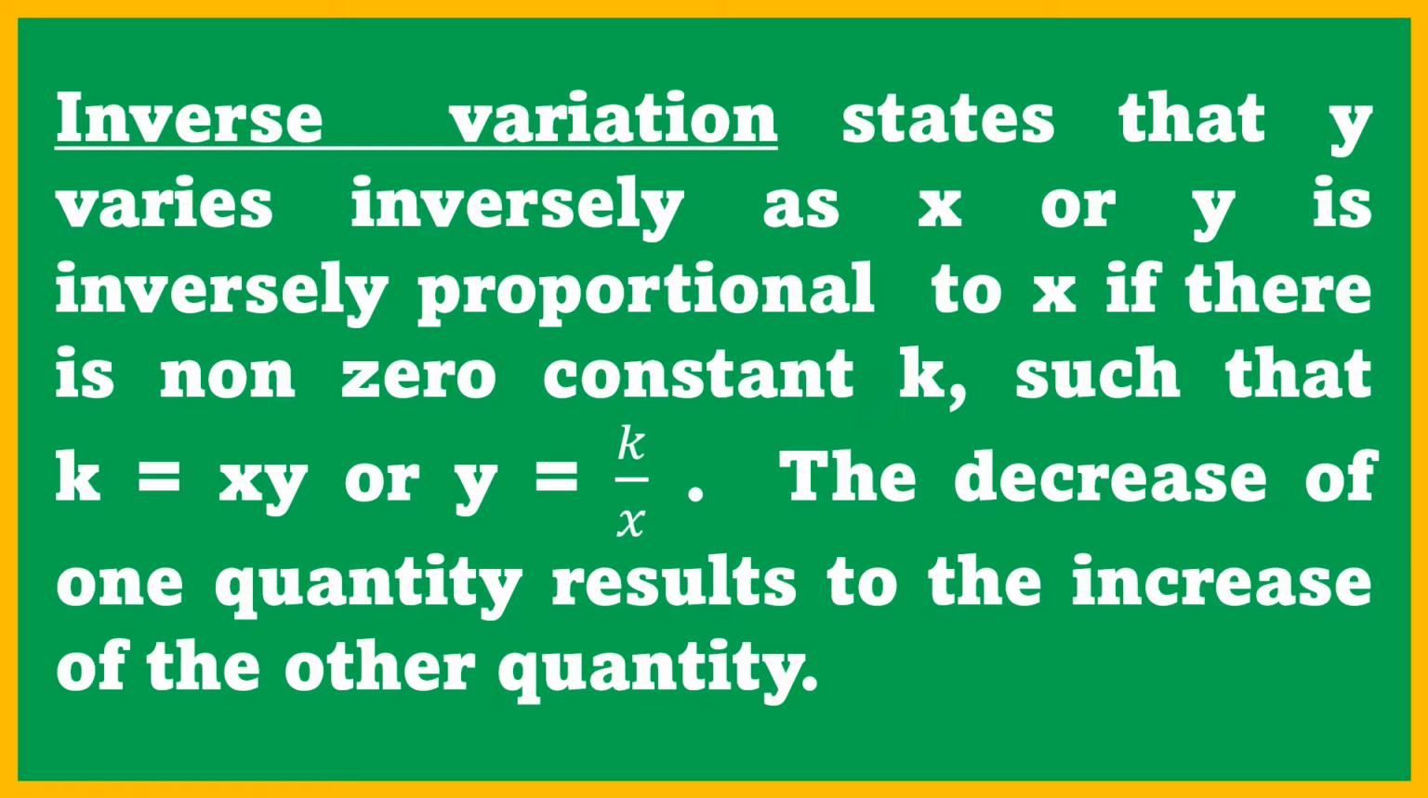Now, the standard form of the equation of the inverse variation is denoted by, ito po siya, y is equal to k over x, and para makuha natin yung constant of variation, ito yung gagamitin natin. k is equal to x times y. Now, let us apply this in our problem.